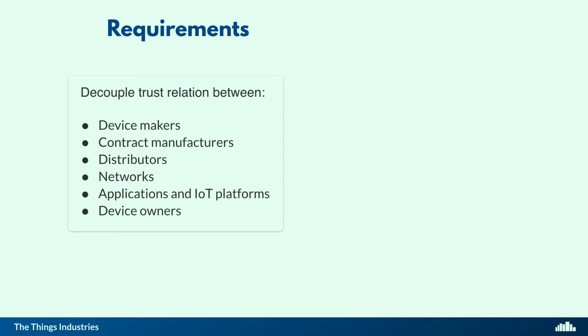And today, in LoRaWAN, without proper security measures in place, there is a group trust between device makers, contract manufacturers, distributors, networks, applications, IoT platforms, and device owners, because they all have to play well together to keep the entire LoRaWAN deployment secure. So if you design a solution that decouples this, you have to think about all these different actors and see what they need and still make it usable. And also, so decoupling the trust relation, and second, also it has to work at scale.